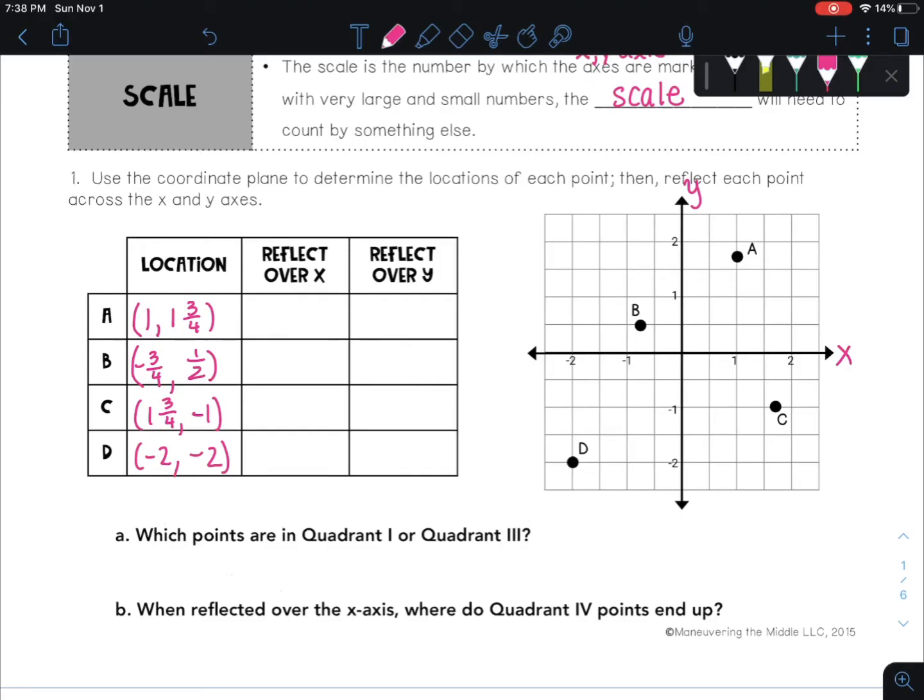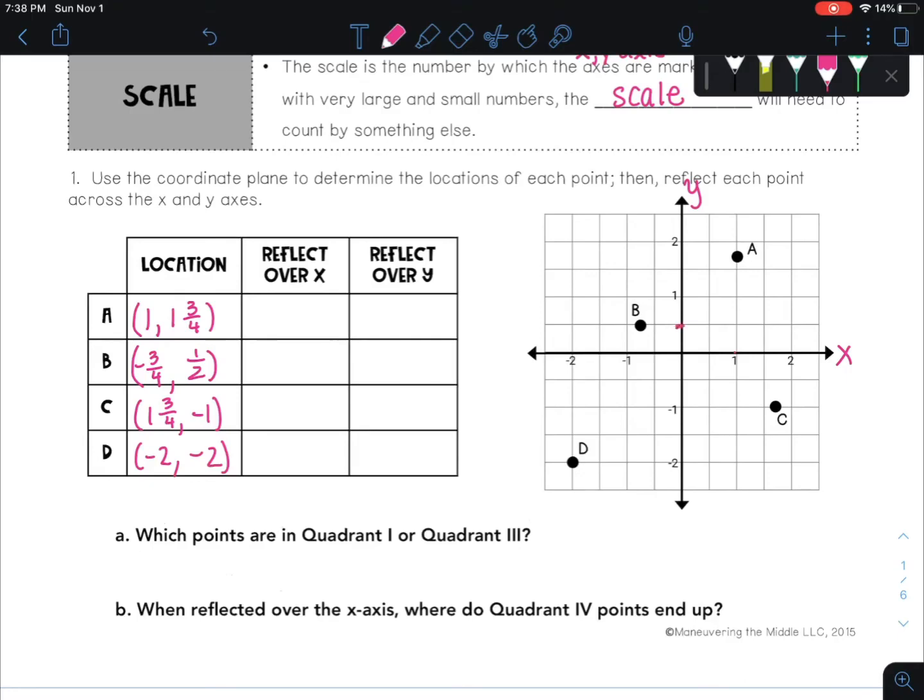Point A is over 1, and then it's up 1 3/4. If this is 1, this is 1 1/4, 1 1/2, 1 3/4, 2. So that's how I determined that it was 3/4 and not a half or a whole. Same thing with B. It's not on the half line. It's not on the 1 line. So it means it's right in the middle, which is 3/4, or in this case, -3/4.